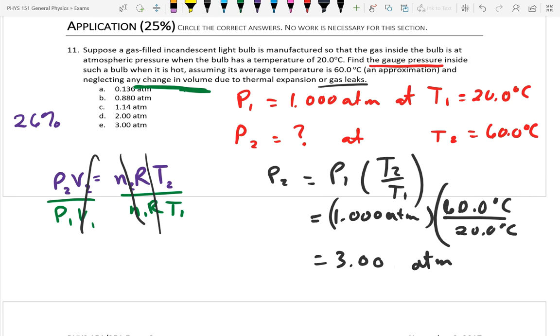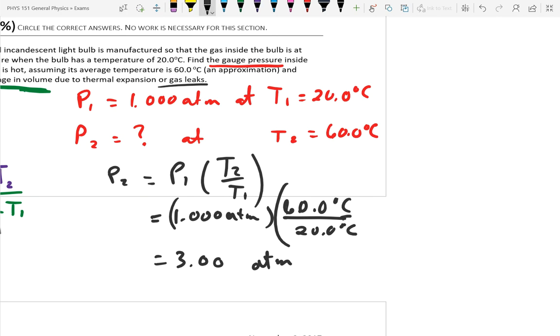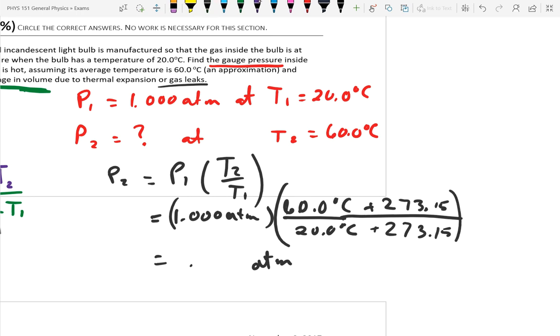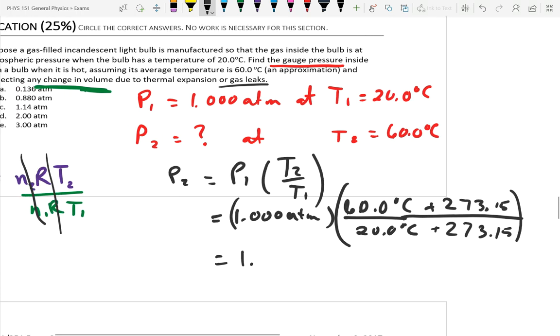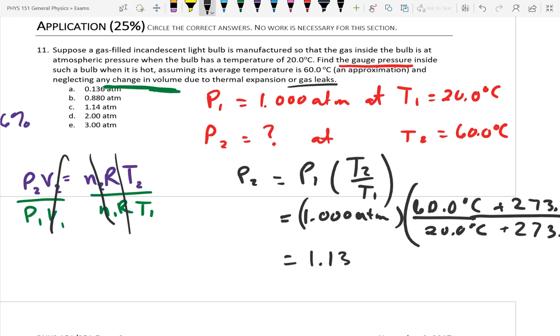So what I needed was 6 degrees C plus 273.15 over 20 plus 273.15. And that gives me 1.136. Of course, I only have 3 significant digits, so it'd be 1.14 atmospheres.